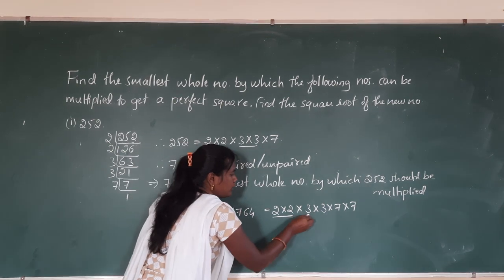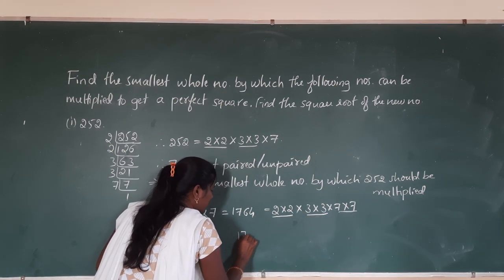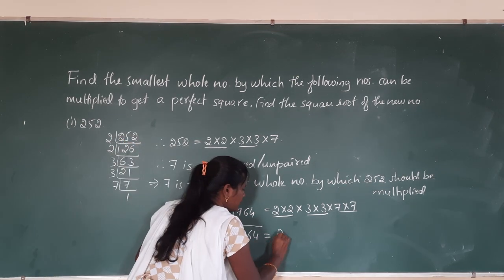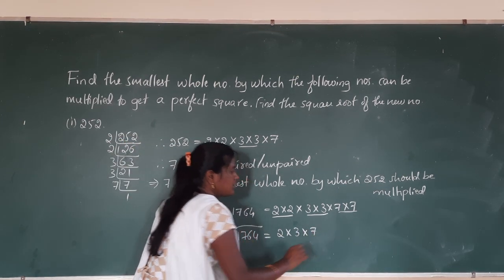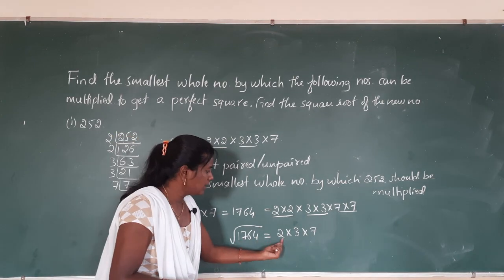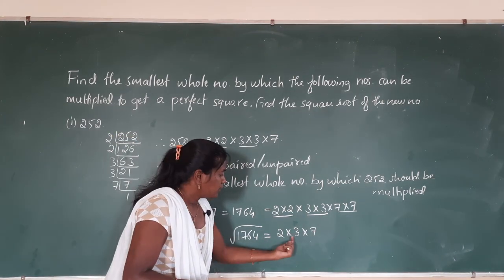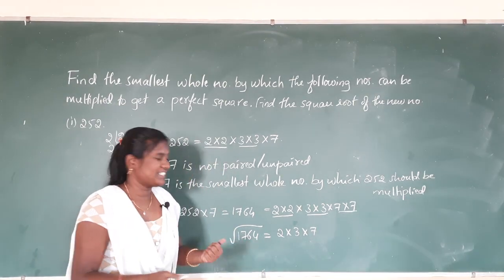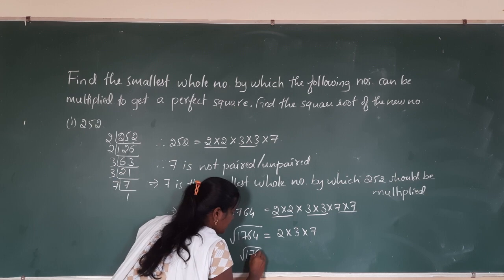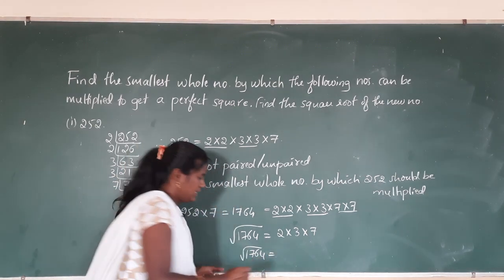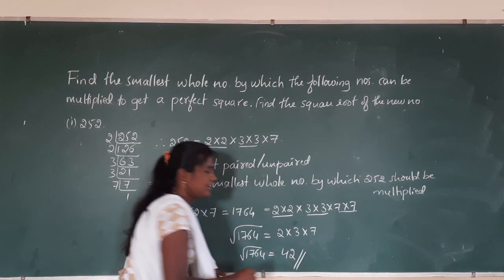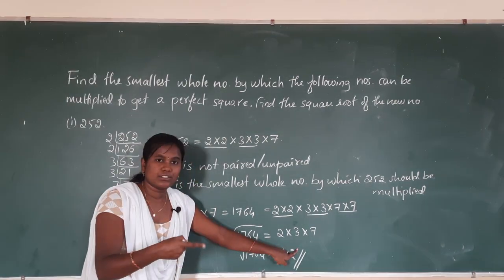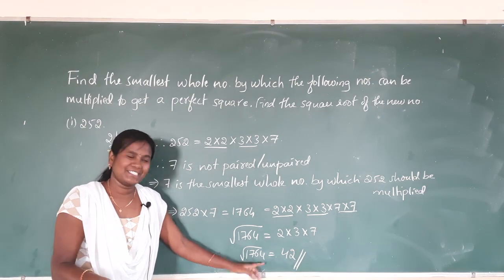Now 2, 3, 7. So the square root of 1764 is equal to 2 into 3 into 7. What is that answer? 2 3s are 6, and 6 7s are, of course, the answer you are going to get, 42. That is 42, the answer. It is ending with 2. Therefore, the square of a number which ends with 2 is 4. Yes, you got the answer.